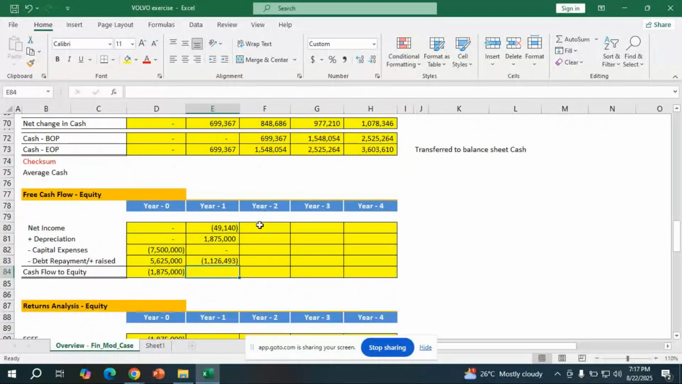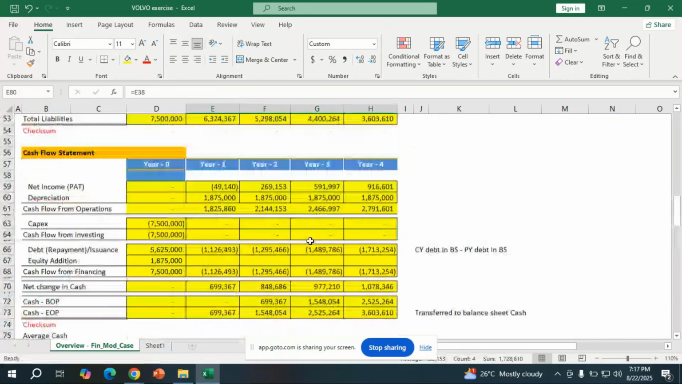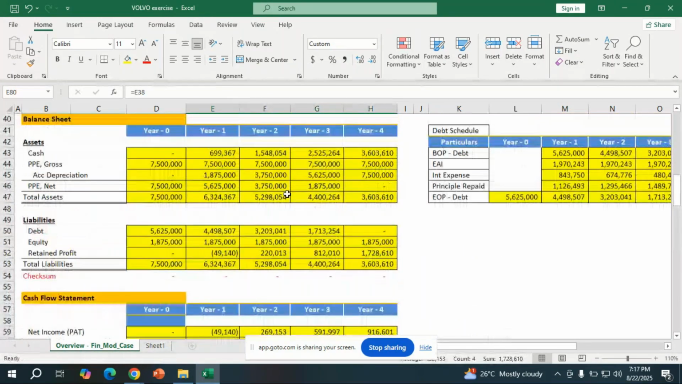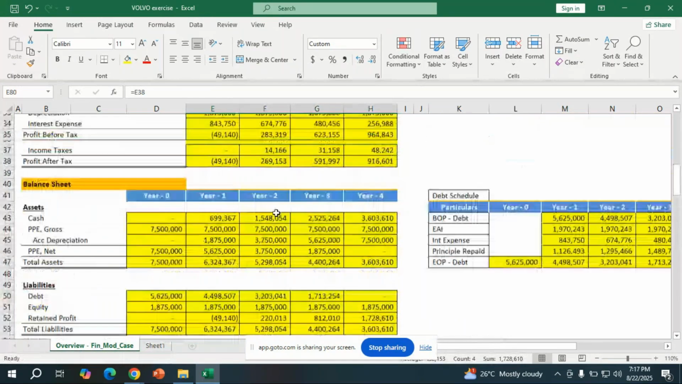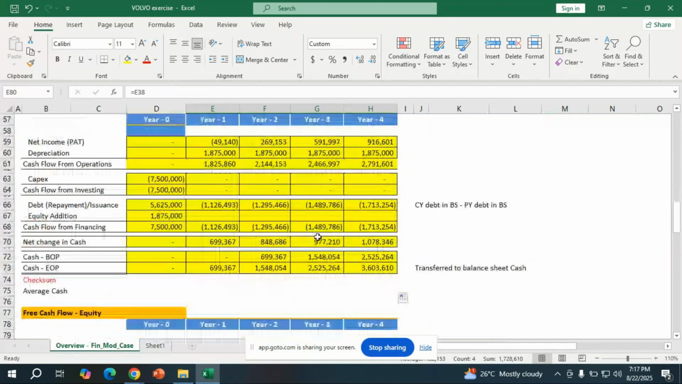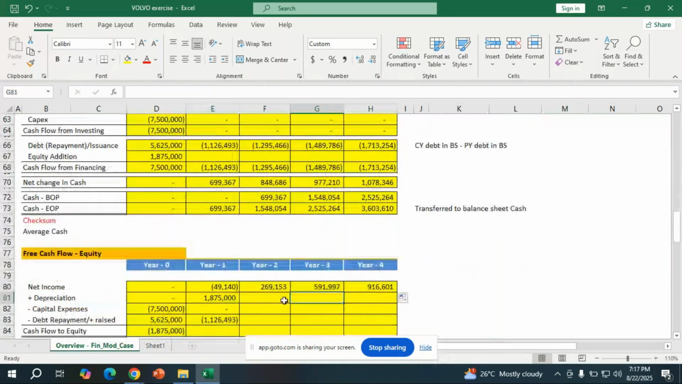Now again we're going to give the PAT details. So here you can just put say 2,69,000. You have here till 9,16,601. The same thing goes with your depreciation. Just put depreciation since we are following a straight line method. And again, of course, except for the year one, we're not making any capital expenditures. And again, your debt repayment every year.